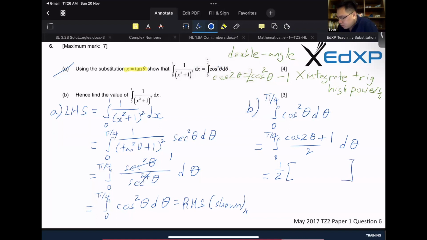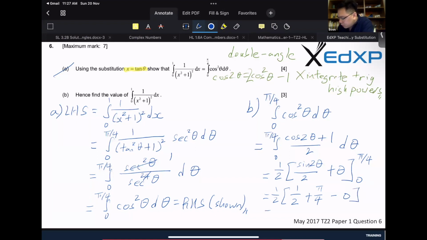Cos 2 theta, using basic integration, integrating cos we get sine. Okay, the angle remains the same, but we divide by the differential of the angle. Integrating 1, we have theta. After integrating, please put your limits 0 to pi over 4, and then we can substitute top limit minus bottom limit. So sine 90 degrees is 1, over 2, plus pi over 4. Okay, and my lower limit gives me 0. Sine 0 is 0, theta is also 0.